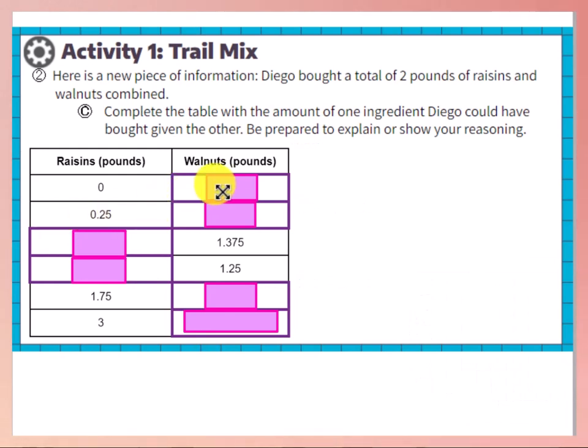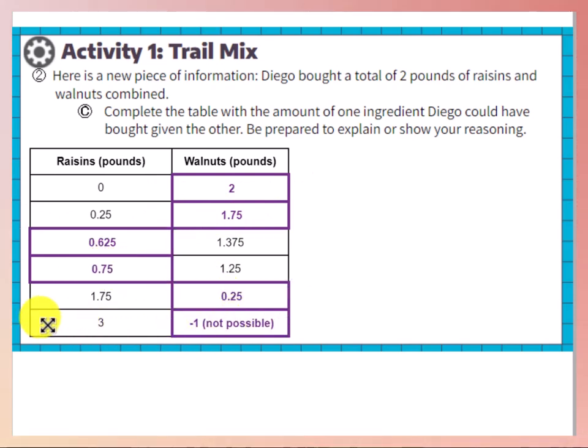You can also use a table. You can plug in each of these values, whatever value is given, the x or the y, and solve for the missing variable. Practice that in your workbook using the calculator. But notice that when you get to 3 pounds of raisins, you get -1. And that's not possible because if you remember, the constraint is 2 pounds of raisins and walnuts combined. So we went over with 3 pounds of raisins. That's why we got a negative number for y.